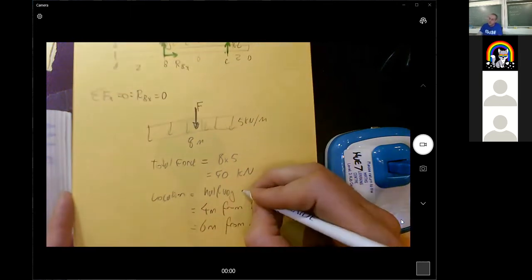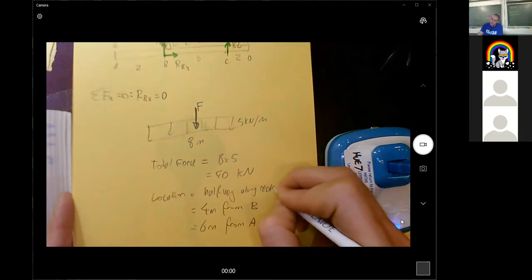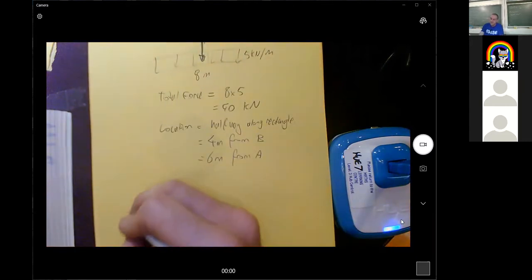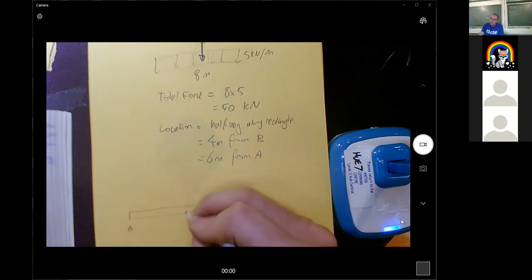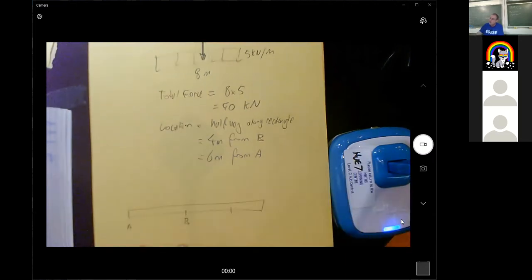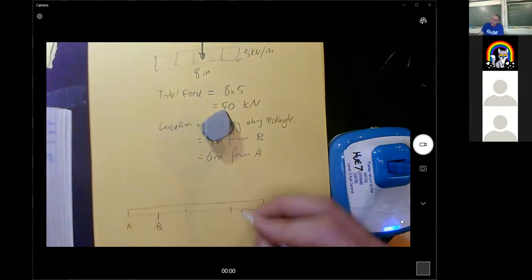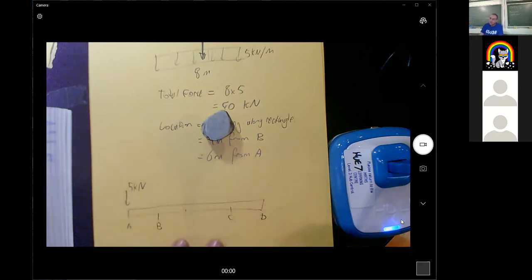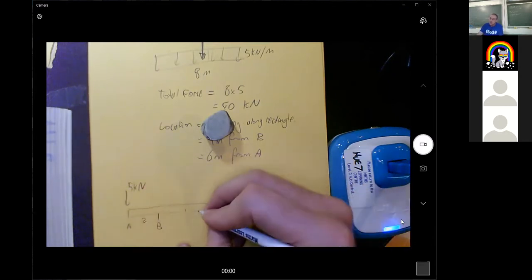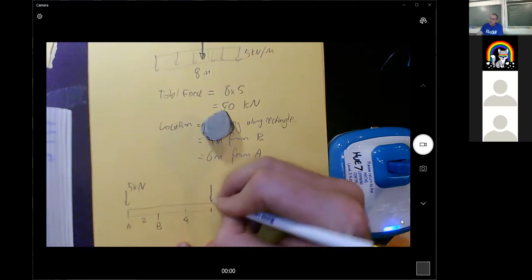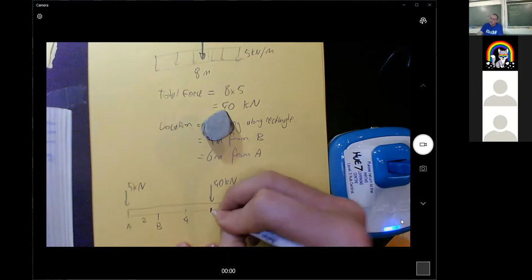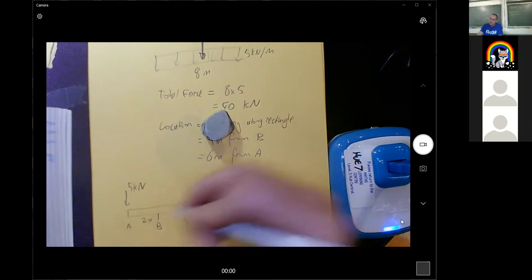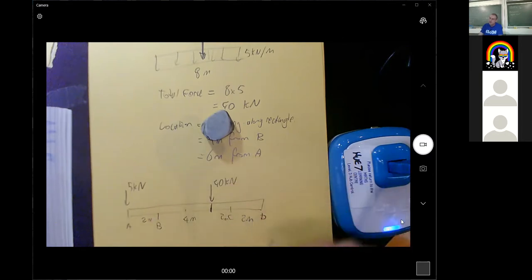And yeah, it's halfway along the rectangle. So my new diagram is now... I should really try and draw it slightly more accurately so I don't get so surprised when things turn out the way they do. This one's 5 kilonewtons. And then this was 2 meters. And then 4 meters away from B, that's now 40 kilonewtons. And then another 2 meters. And then another 2 meters here.